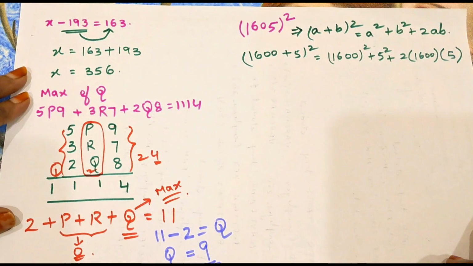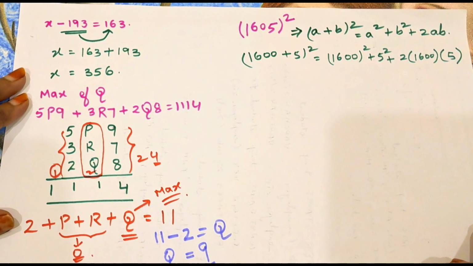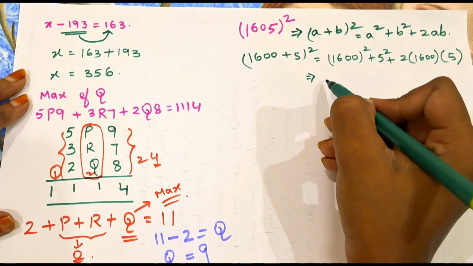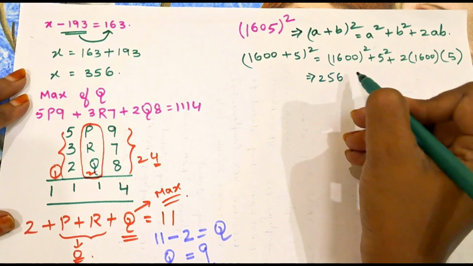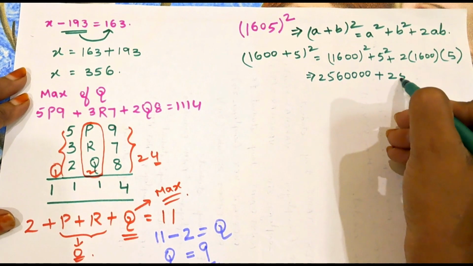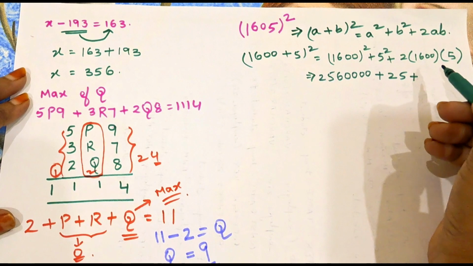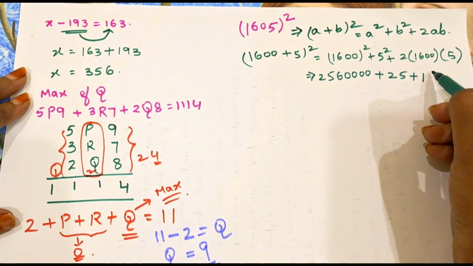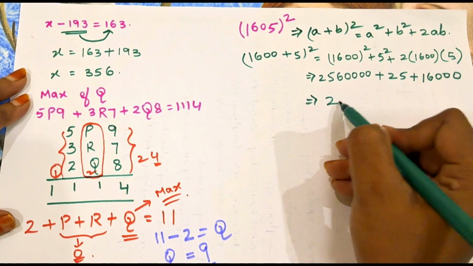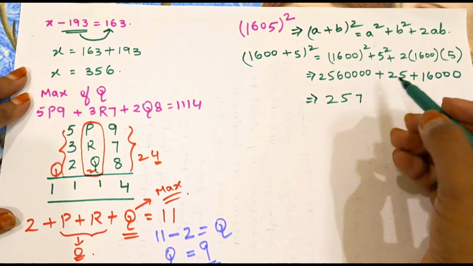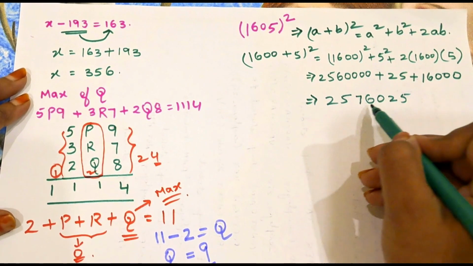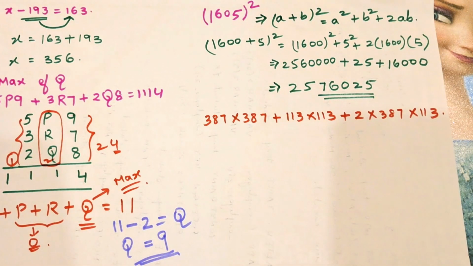1600 plus 5 whole square equals 1600 square plus 5 square plus 2 times 1600 into 5. So the square of 1600 is 2560000, plus 25, plus 16000, and our final answer will be 2576025. Let us try another example.